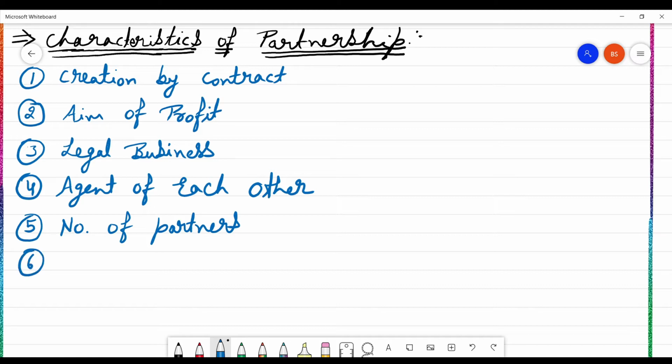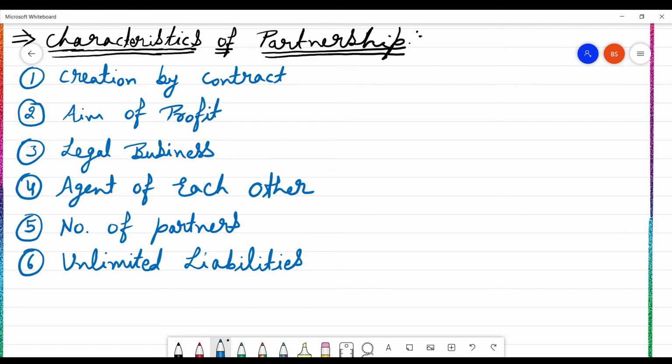Next one is unlimited liabilities. As per Partnership Act, partners are responsible to pay business liabilities from their personal property when the firm does not have sufficient assets to pay liabilities of the business. Every partner individually and collectively is responsible to the partnership firm. Therefore, the liability of each partner is unlimited.